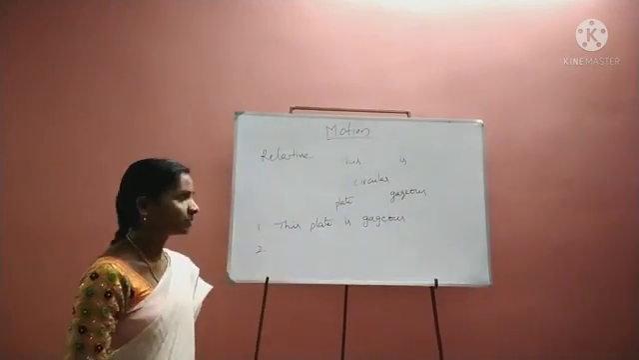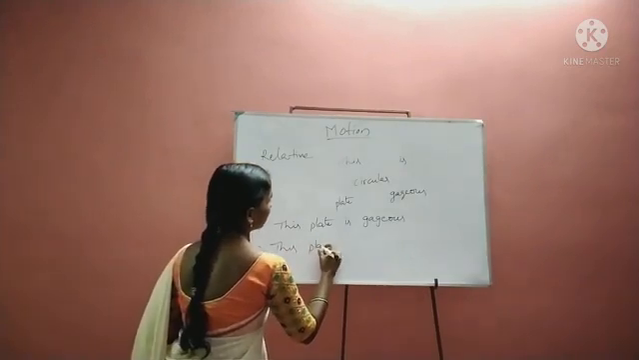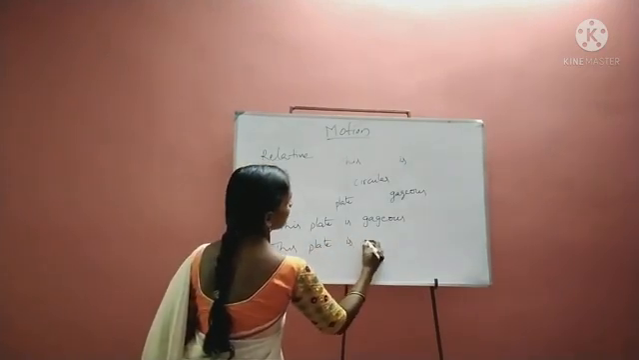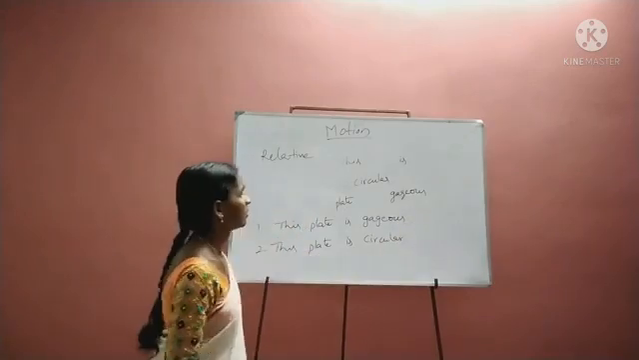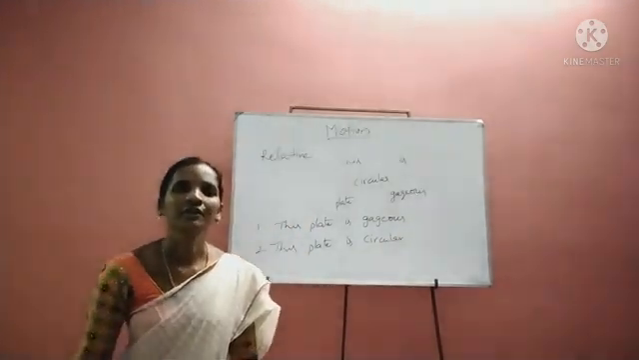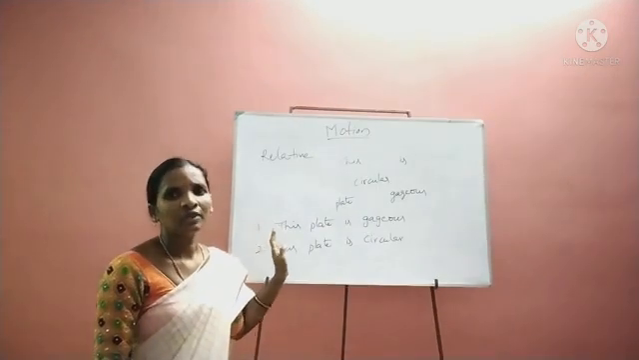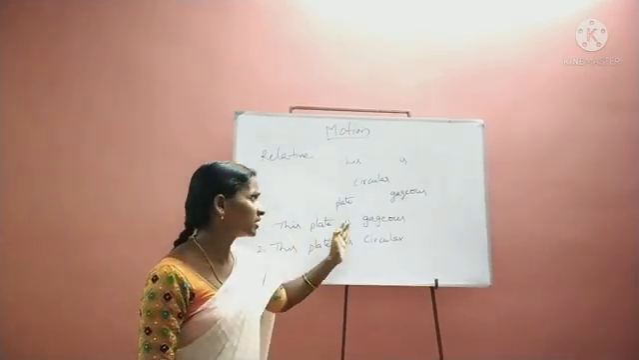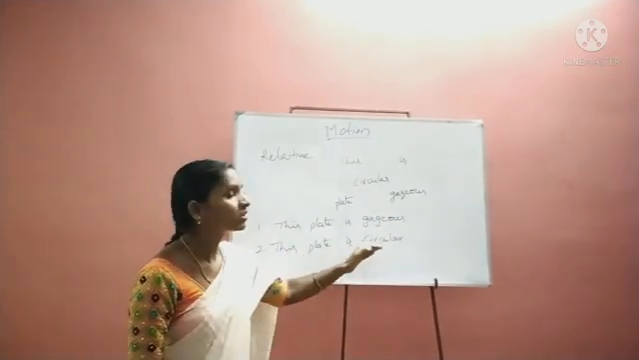Second statement: this plate is circular. Statement 1 is: this plate is gaseous. Second statement is: this plate is circular.